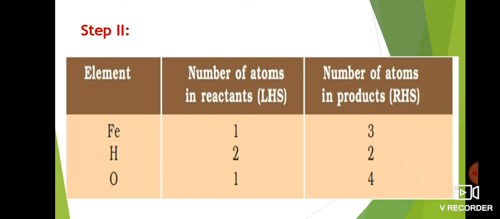The next element is hydrogen. That present on the reactant side is only two, means H2O. Okay? Two hydrogen atoms. On the product side, there are two hydrogen atoms present. Oxygen on the reactant side is only one, means H2O. On the product side, four oxygen atoms are present, means Fe3O4. Understand?